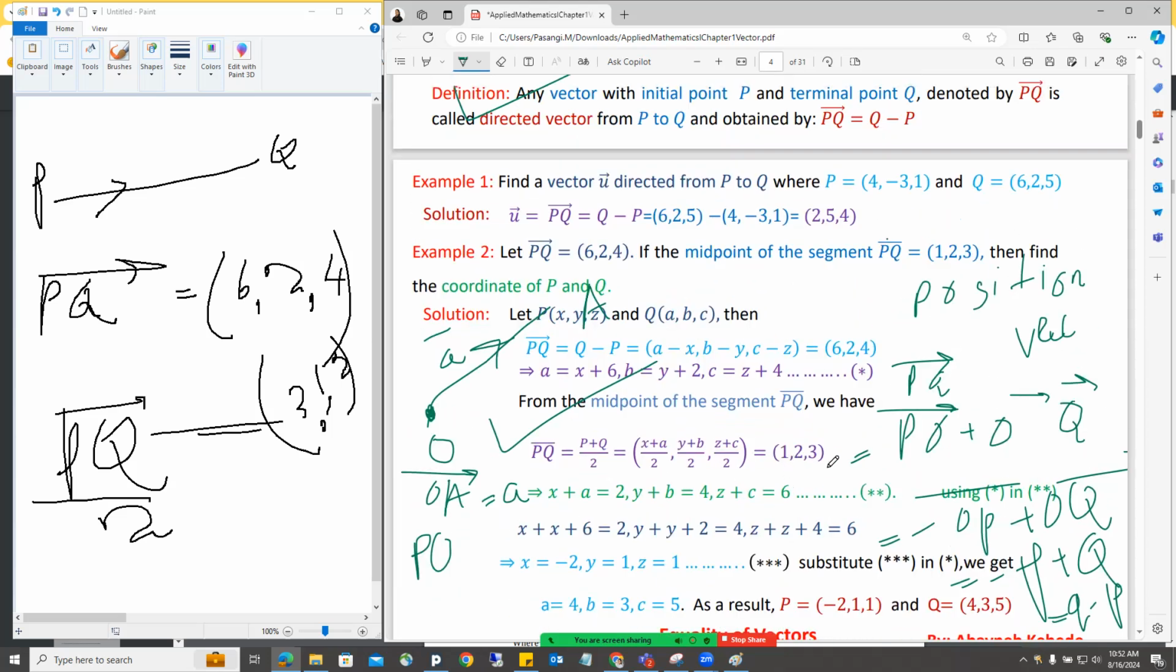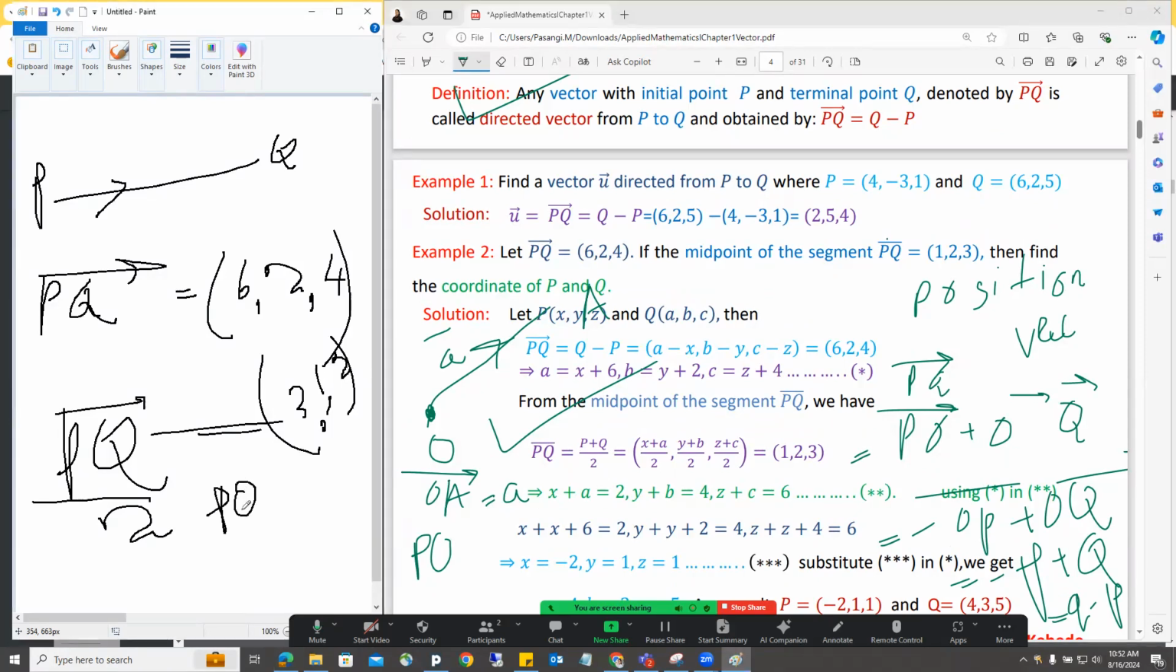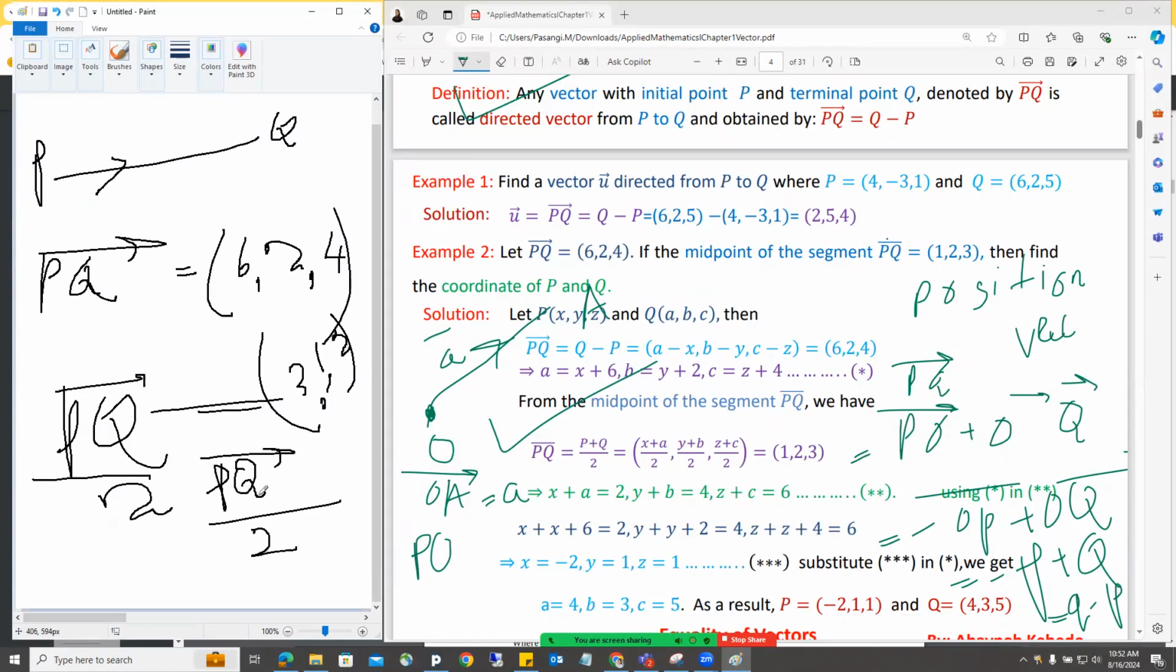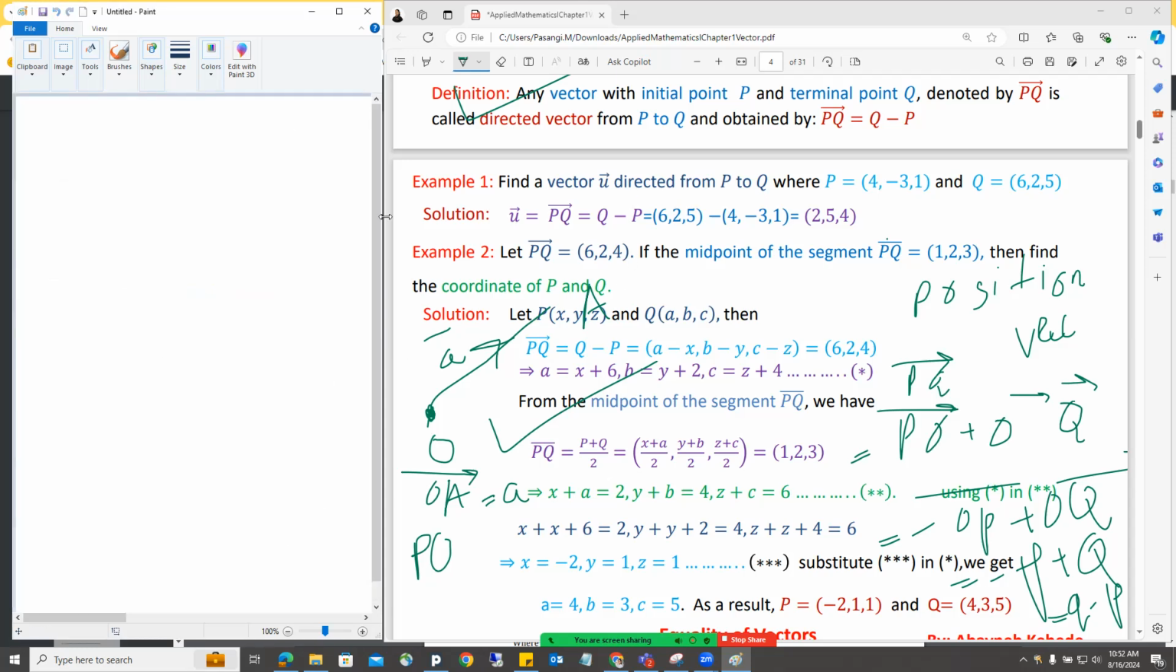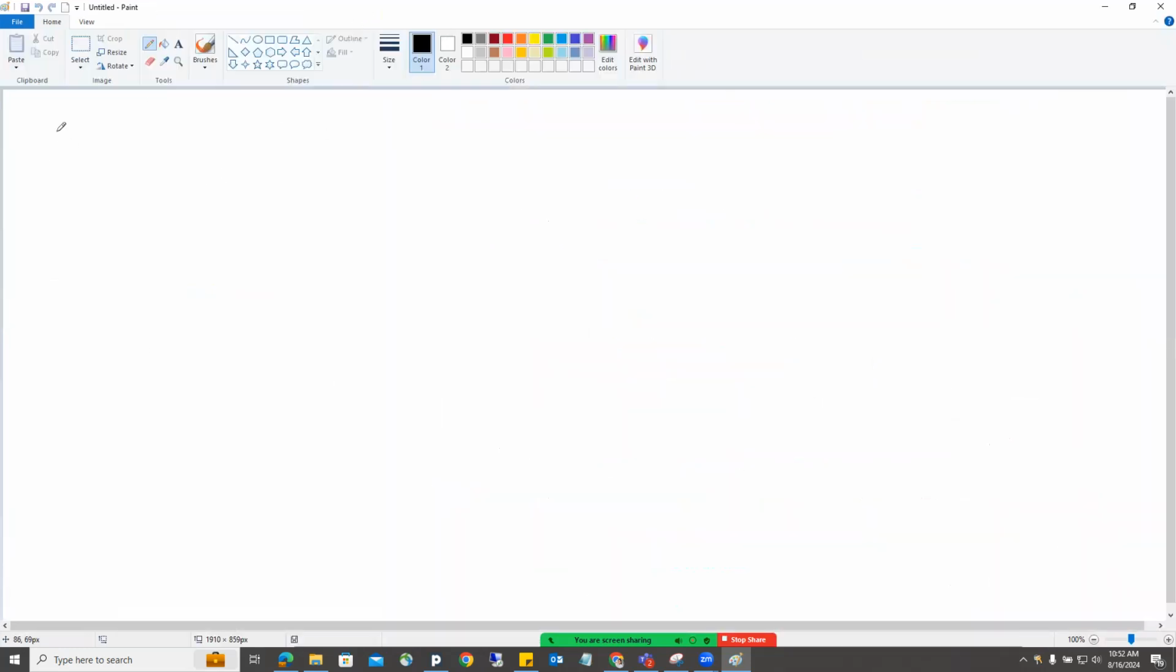Why do we add, then divide? Why do we do PO plus OQ? Here we need to anyway divide this entire PQ vector by 2. Since they haven't directly mentioned the PQ vector's value, what we have to do is consider it from the origin.